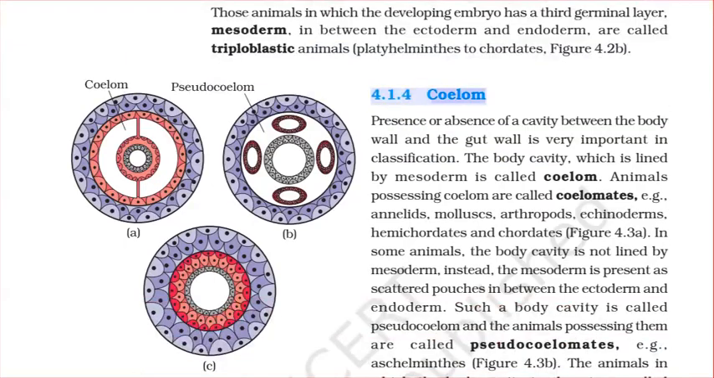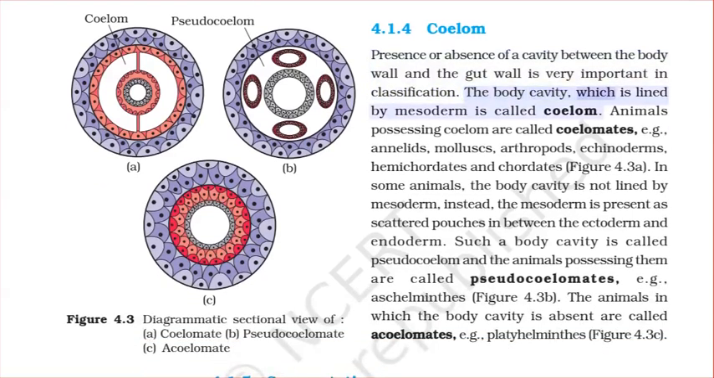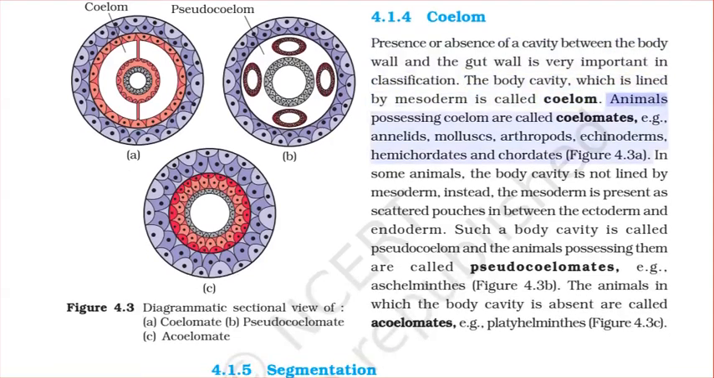4.1.4 Coelom. Presence or absence of a cavity between the body wall and the gut wall is very important in classification. The body cavity, which is lined by mesoderm, is called coelom. Animals possessing coelom are called coelomates, e.g., annelids, mollusks, arthropods, echinoderms, hemichordates, and chordates.